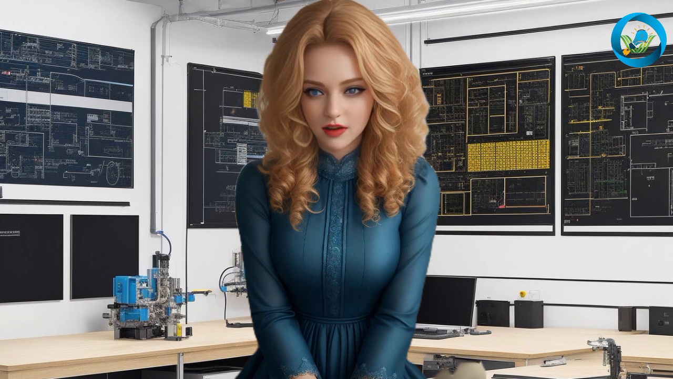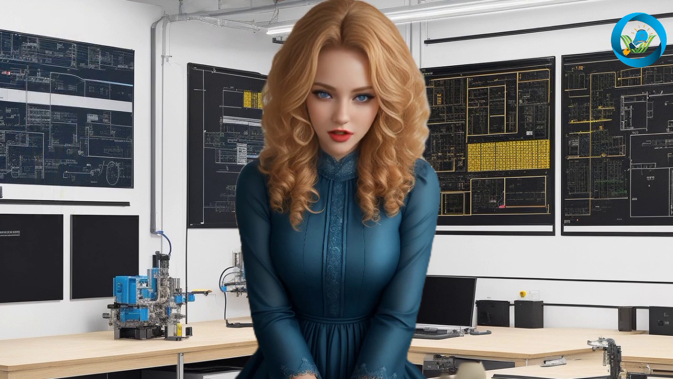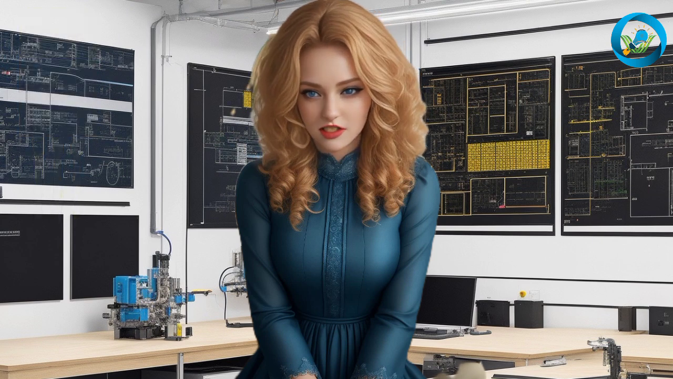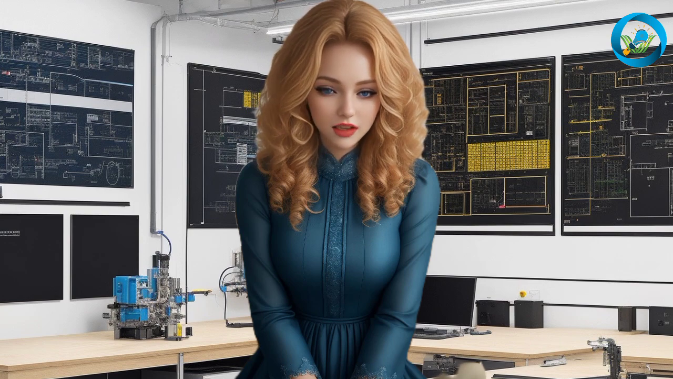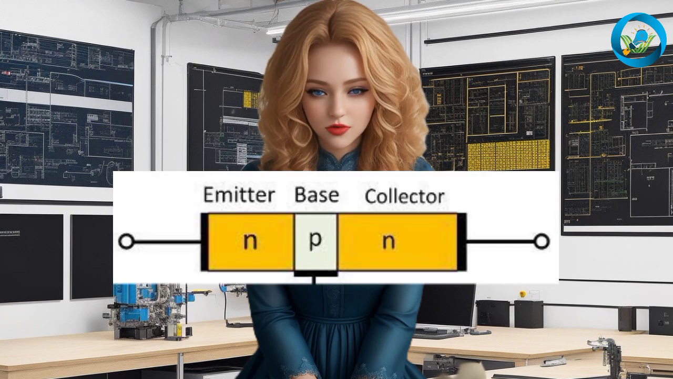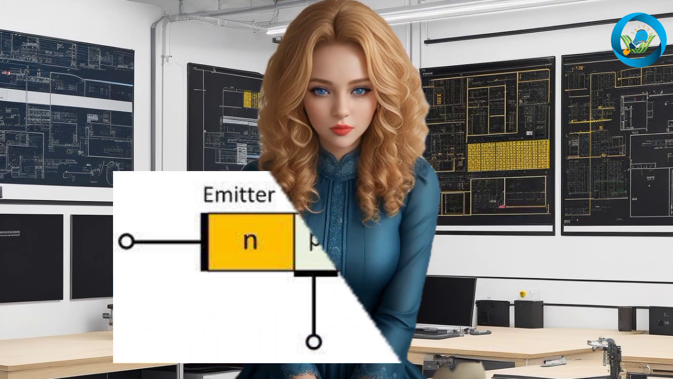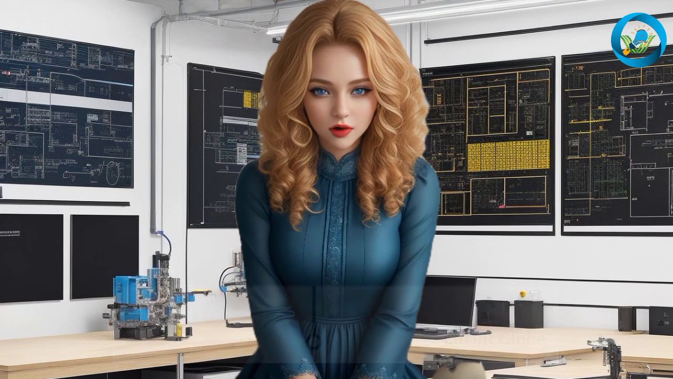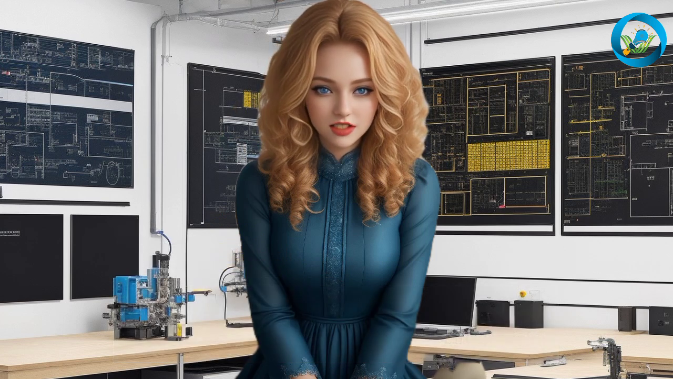Today, we're going to be talking about transistors, the tiny components that are the backbone of modern electronics. A transistor is a semiconductor device that can amplify or switch electronic signals. It is made up of three or more layers of semiconductor material, usually silicon or germanium. The layers are arranged in such a way that they can control the flow of electrons through the device.